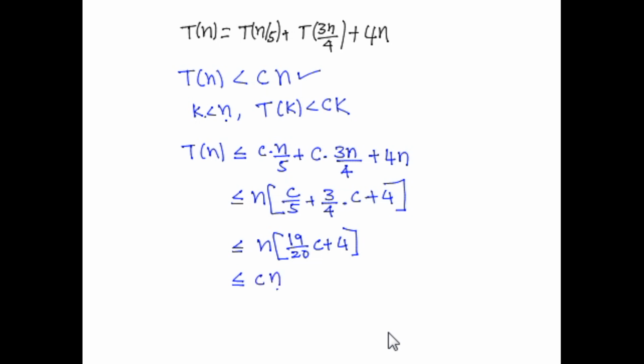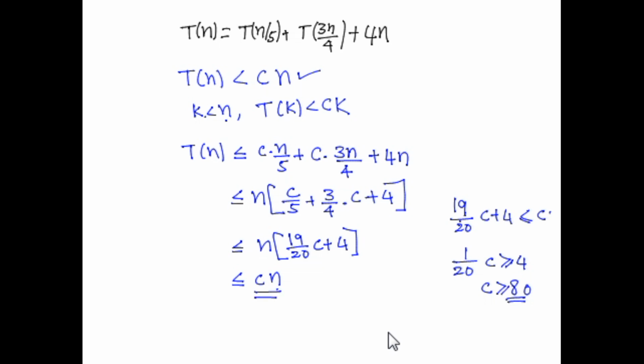If this term has to be smaller than c times n, then the condition that is required is that 19 by 20 into c plus 4 should be greater than c times c. Okay, so if you take this term to the other side, what we will get is that 1 by 20 times c should be greater than 4, which implies that c is greater than 80. So as long as c is greater than 80, in particular you can also take c to be 80, this term will be smaller than cn.